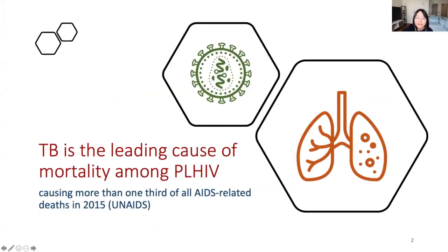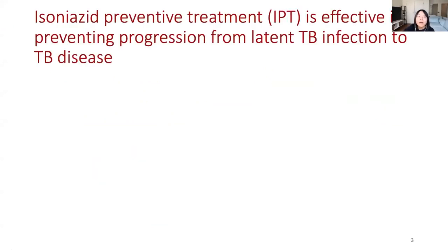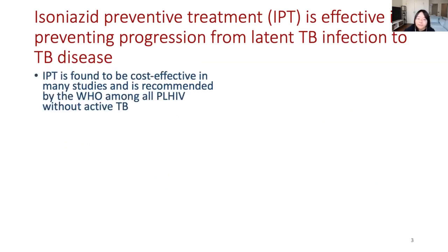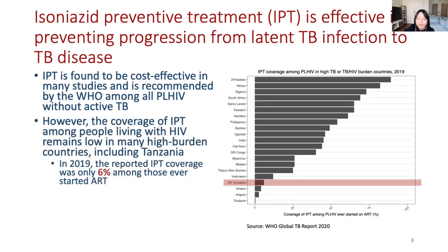So TB is the leading cause of mortality among people living with HIV, causing more than 1/3 of all AIDS-related death in 2015, according to the UNAIDS. Isoniazid preventive treatment, or IPT, is effective in preventing progression from latent TB infection to TB disease. IPT is found to be cost-effective in many studies and is recommended by the WHO among all people living with HIV without active TB. However, the coverage of IPT remains low in many high-burden countries, including Tanzania.